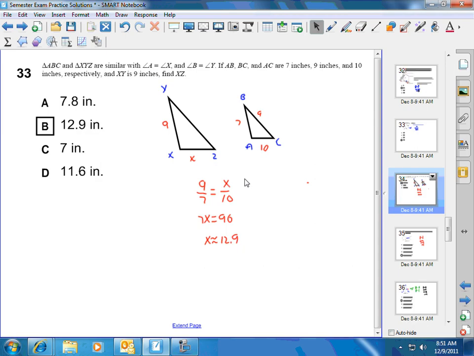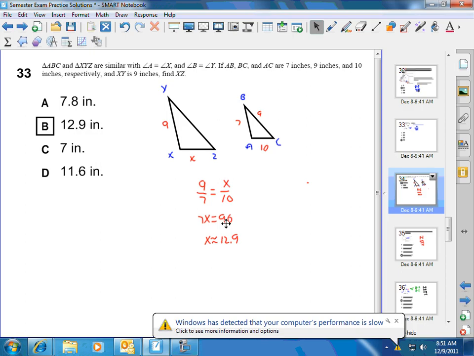So remember, the cross products of proportions are equal, so I'll use that to solve for x. 7 times x is equal to 9 times 10. Get x by itself, divided by 7. 90 divided by 7 is approximately 12.9. So I have found the approximate length of xz.